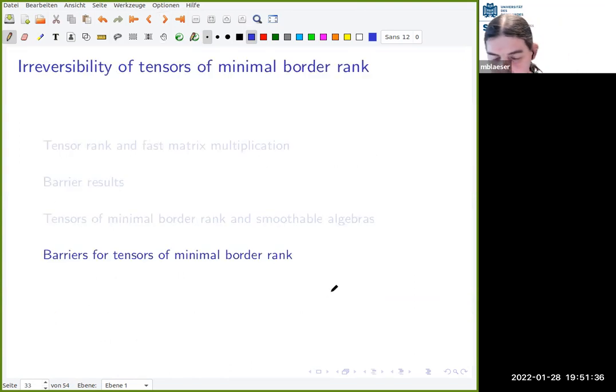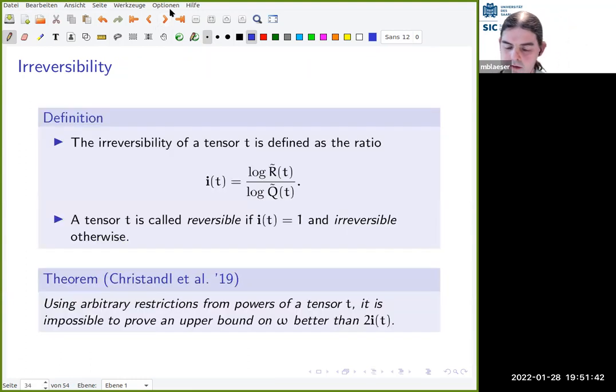And now we can use this characterization to get some barrier result for tensors of minimal border rank. For this, we need to define the irreversibility of a tensor. This is just this quotient here. You take the asymptotic rank and the asymptotic subrank, take the logarithm just for normalization purposes, and divide these two quantities. And this was always a lower bound for this. If these two things are equal, then this tensor is called reversible, and otherwise it's called irreversible.